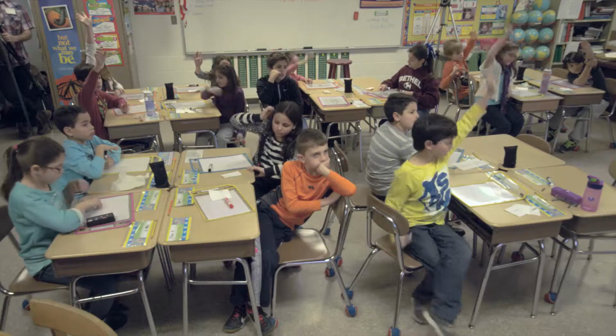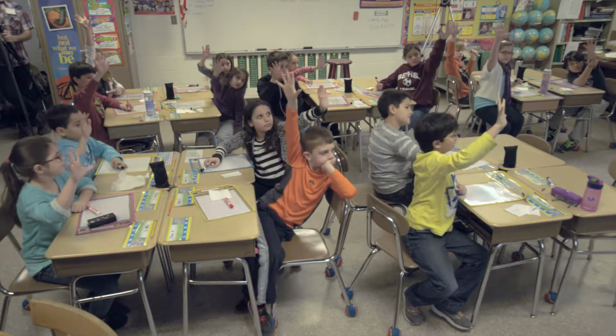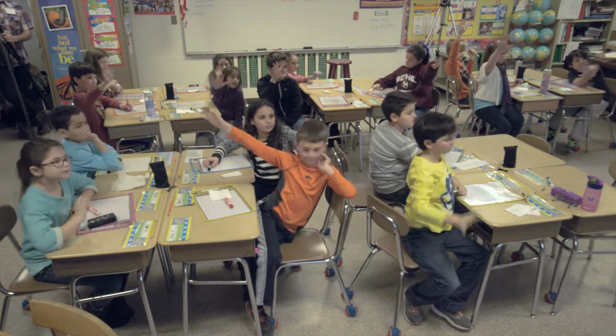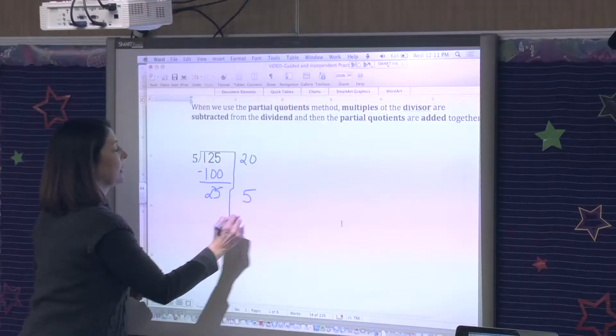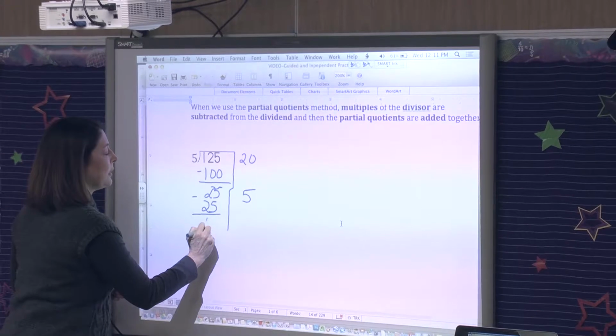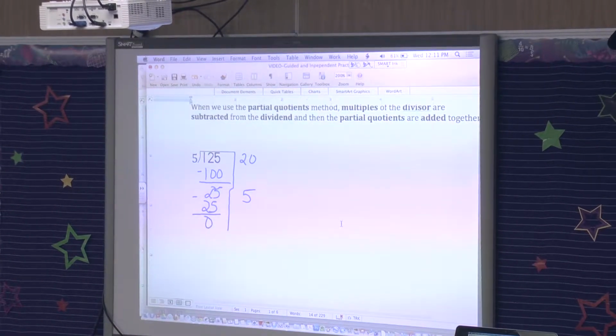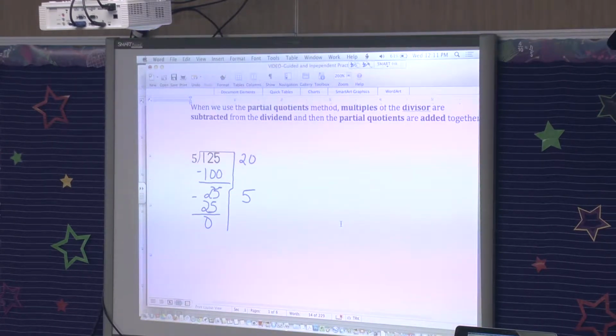Can you show me on your fingers how many 5s I can get from 25? Good, 5 5s. So 5 5s, I'll use up 25, and I'll have none left. Anybody want to tell me what my quotient is? Do I have my quotient? Well, I have a part of it.